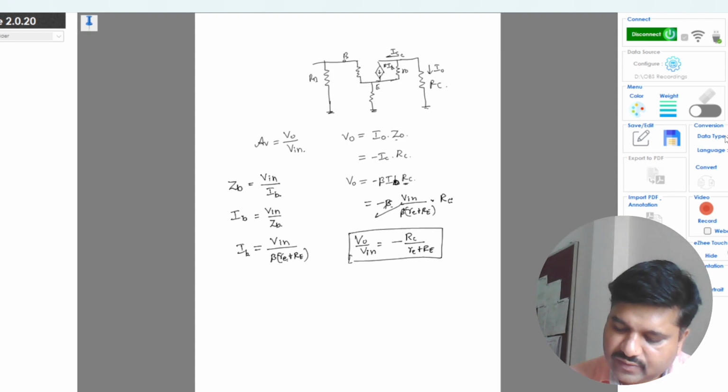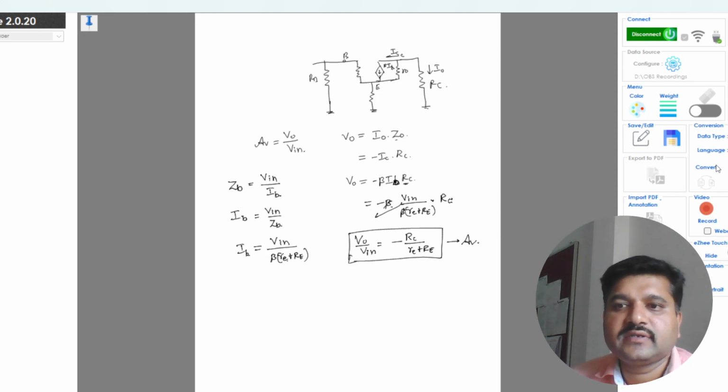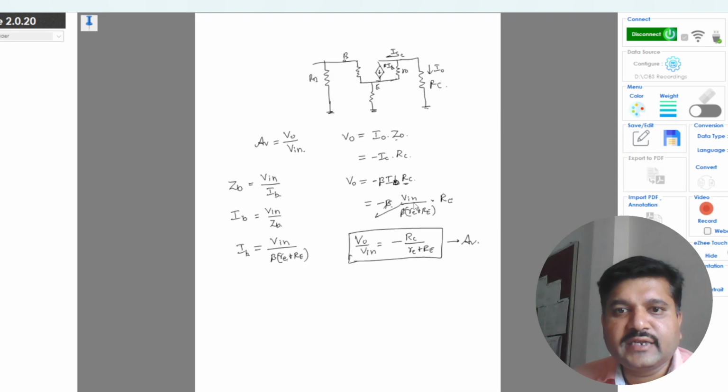So this is the expression of the voltage gain for the emitter bias amplifier circuit. Sorry, it is the emitter bias, not fixed bias. You have an RE resistance connected to the emitter, so that has an additional effect on the biasing of the circuit. So it is an emitter bias common emitter amplifier circuit, for which you will get the input impedance as beta times of RE plus RE parallel with RB, output impedance as RC, and the voltage gain is minus RC by RE plus RE.